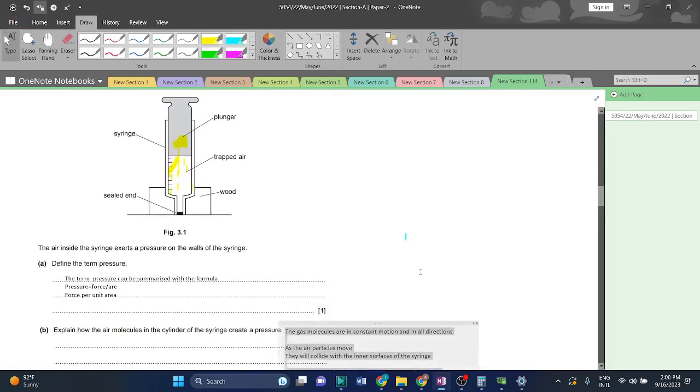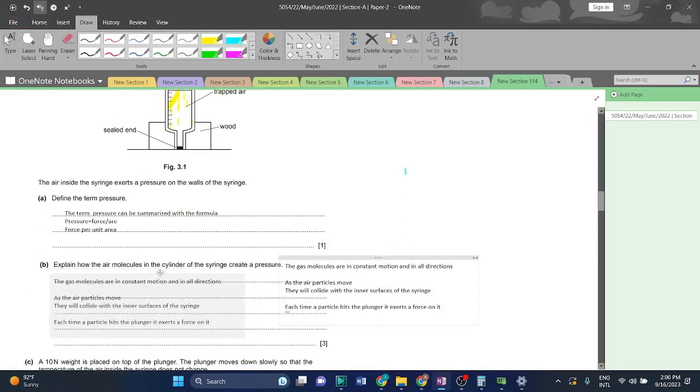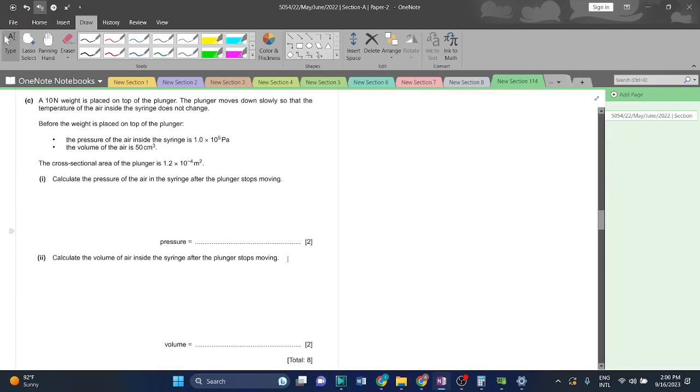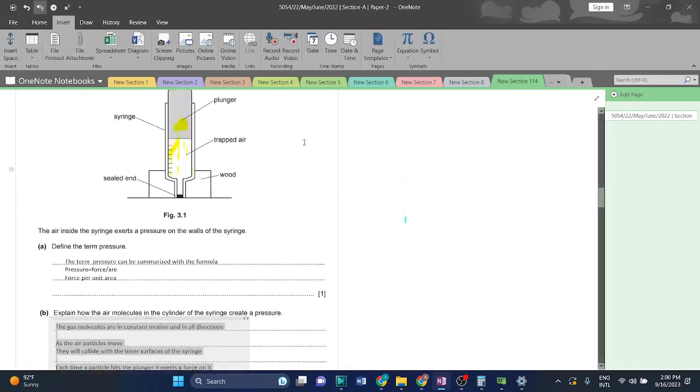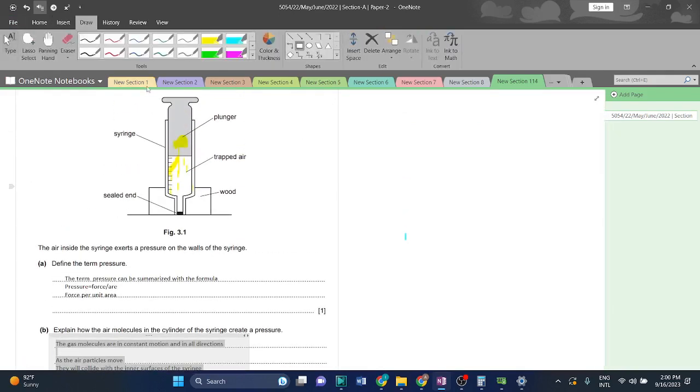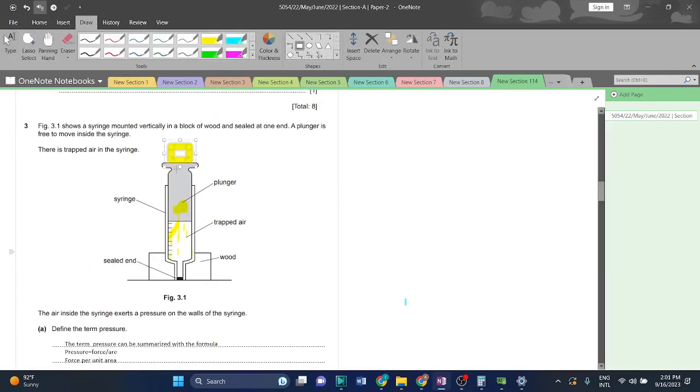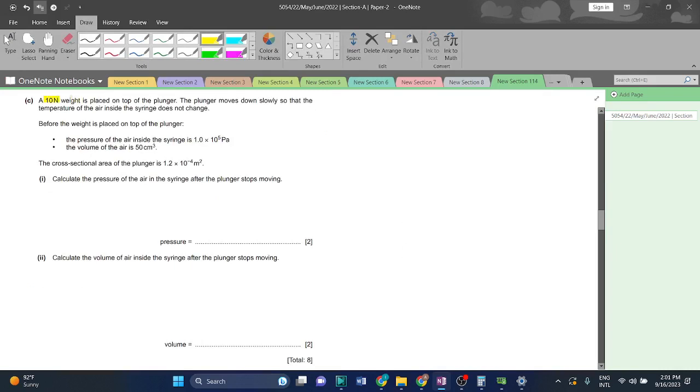So yeah, it is a 3 marks question, you have to go into detail. Moving ahead. A 10 Newton weight is placed on top of the plunger. Here is our plunger, and on top of this plunger we have placed the weight, so of course the plunger will go down, right? Let's read further. The plunger moves down slowly so that the temperature of the air inside the syringe does not change.